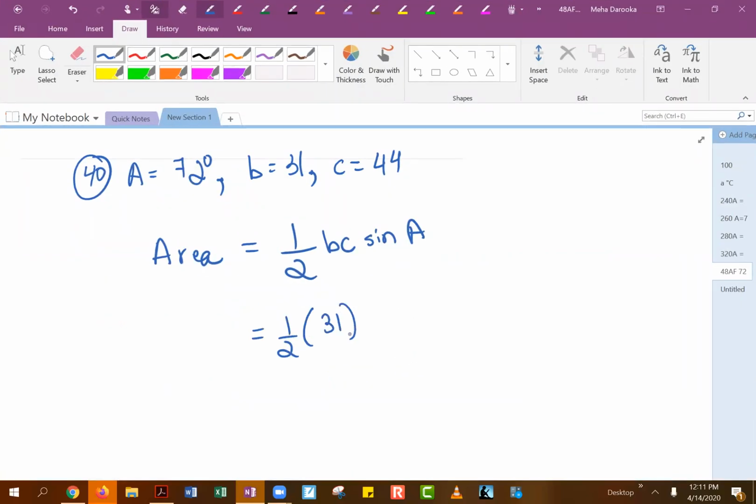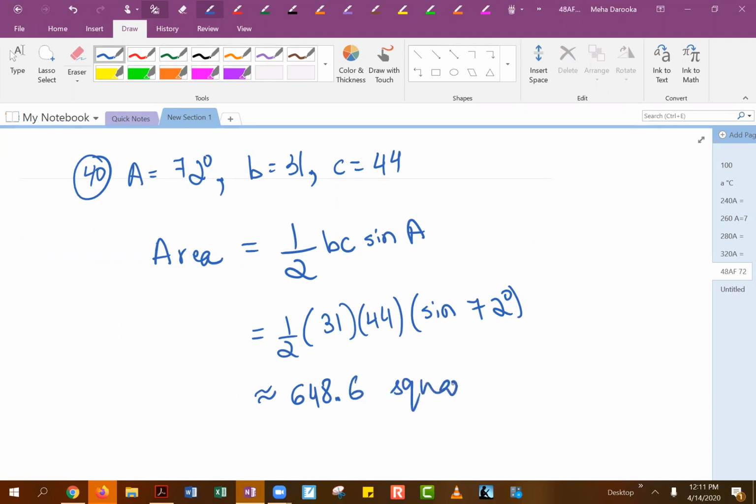648 units, or 648.6 units squared. Yeah, since we're talking area, it would be units squared. And this one was just asking us to go to 1 decimal place.